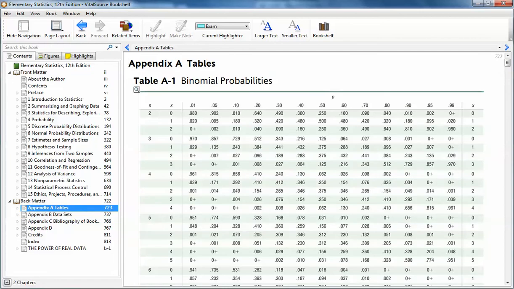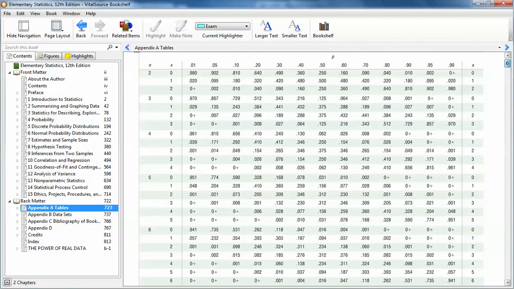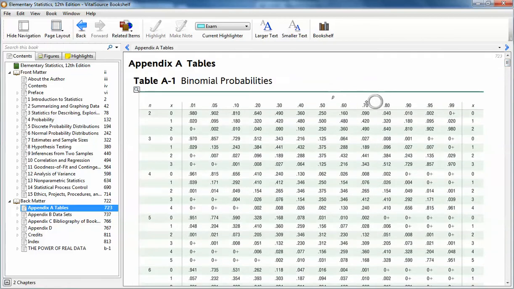Here it is right here. The only problem is we don't have p equals 0.75, so we would have to estimate our answer, which isn't good. We don't want an estimate. But if our p was equal to any of these and it was a binomial probability problem, then we could use this table.